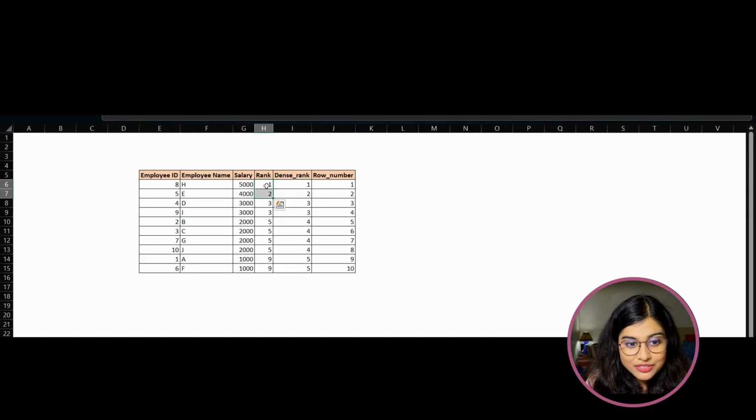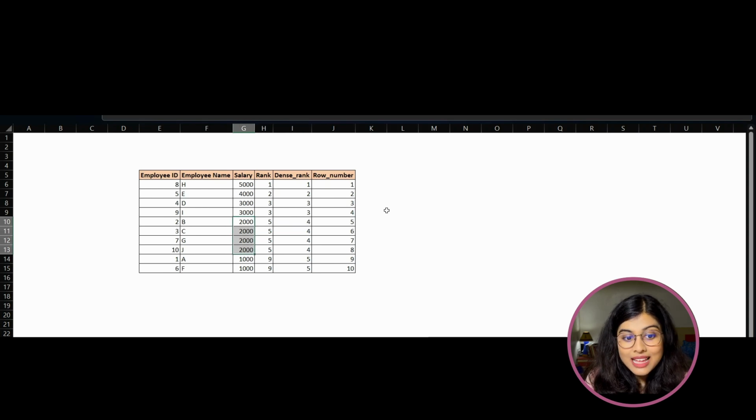If you look at it, the first two rows received rank number 1 and 2, which they were supposed to receive. It's exactly the same with the rank function. Also the third highest salary, which is 3000 and repeating for two people, both of them have received the rank of 3. But the game changes immediately from the next tie onwards.